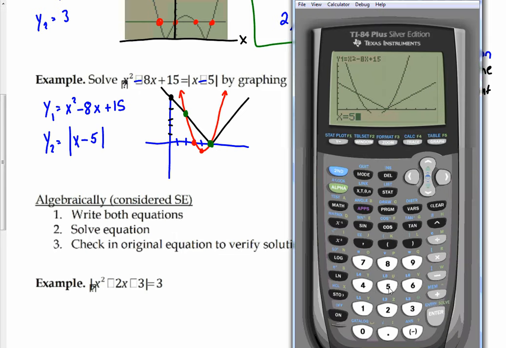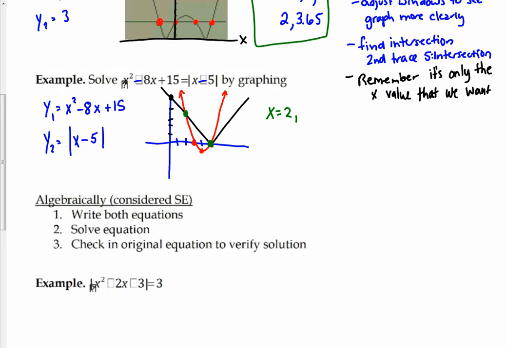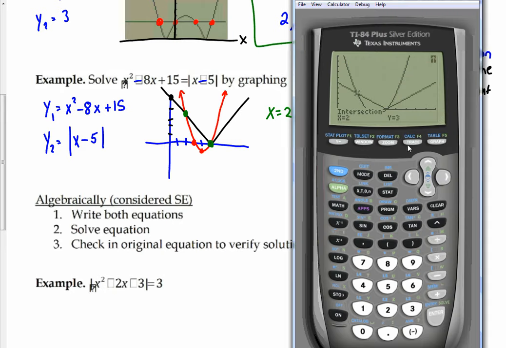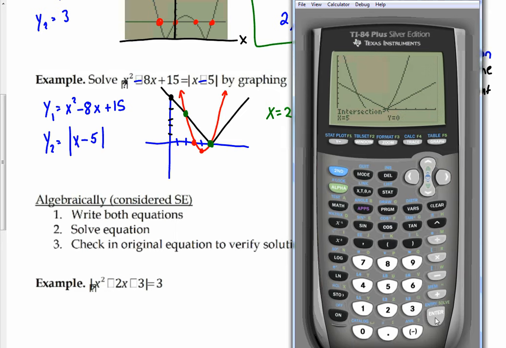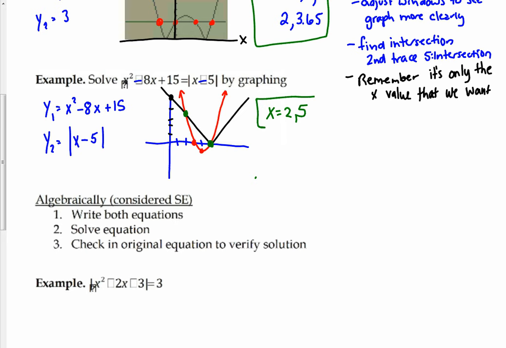Second trace 5. Oops. Let's go to the one to the left. Push enter 3 times. So x equals, do I want both the y and the x? No, just the x. So x equals 2. And did you find the other one? It is 5? Okay. Yay. What happened? I pushed one too many enters. 5. Okay, there's our solution.